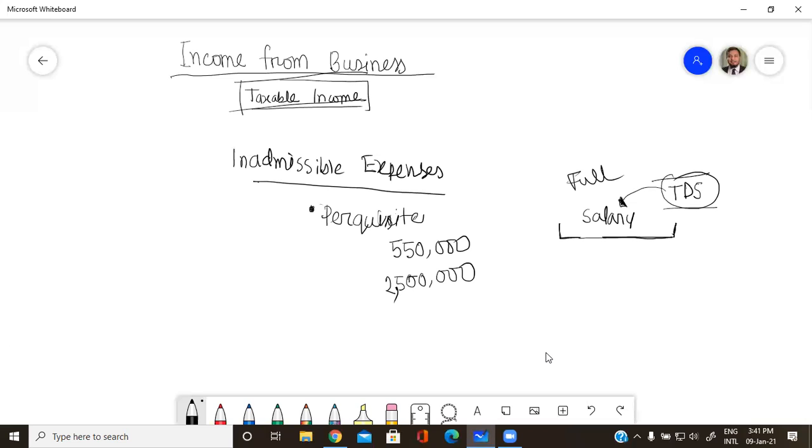These figures look like ceiling or floor? These figures, that you can spend maximum 550,000 as perquisite for each employee and 2.5 million if the person is disabled. This regulation, this restriction, is a kind of floor on the amount or ceiling on the amount. You know these two terms, the meaning of floor and ceiling?